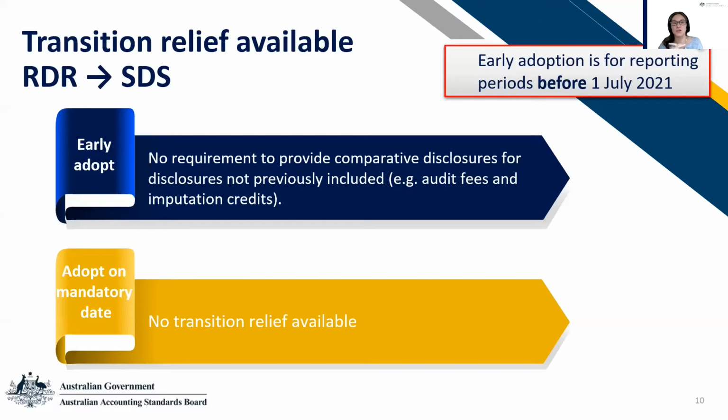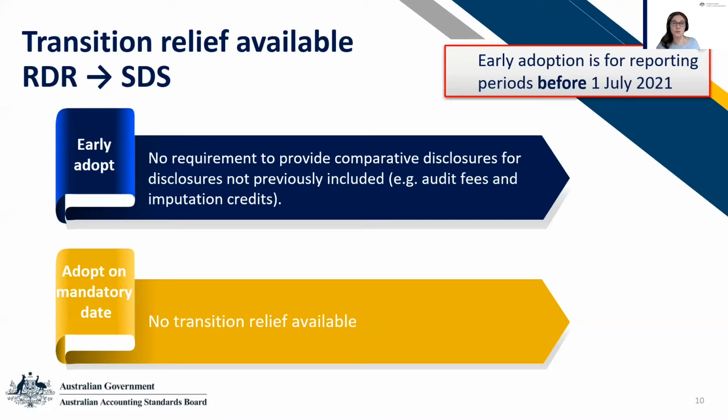So if you choose to early adopt, let's take the new disclosures, for example, the audit fees. Last year under RDR, you were not required to disclose audit fees. So your 30 June 2020 financial statements did not include audit fees. At 30 June 21, we do require you to disclose what the audit fees you paid were. This relief says if you early adopt, you don't need to show that disclosure under the comparative year. So you only need to show it for 30 June 21. Going forward, you've obviously got that information, it'll be in there. So it's just to try and save you going back, trying to recreate disclosures from the prior year that you were not required to do then.